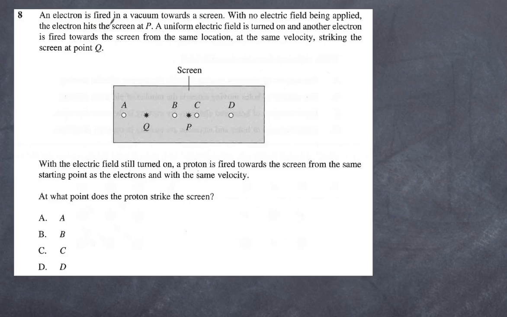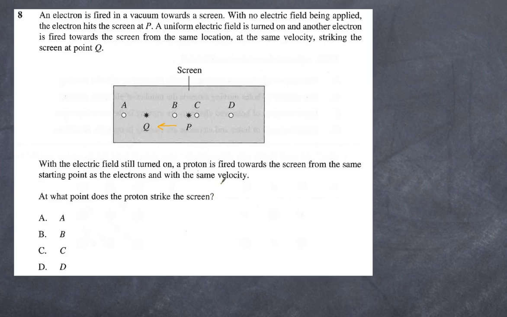Question number 8. An electron is fired in a vacuum towards the screen with no electric field being applied, and the electron hits the screen at point P. A uniform electric field is turned on, and another electron is fired, and it strikes at point Q. So we're clearly getting a field that causes the electron to experience a force in that direction. With the electric field still turned on, a proton is fired towards the screen from the same starting point as the electrons with the same velocity. At what point does the proton strike the screen?